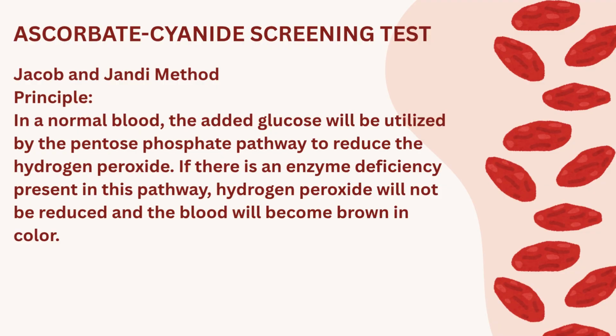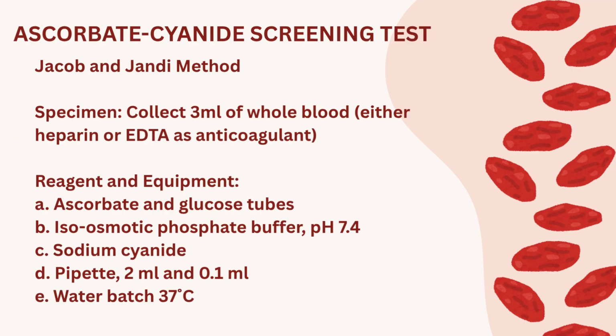So in a normal blood, the added glucose will be utilized by the pentose phosphate pathway to reduce the hydrogen peroxide. If there is an enzyme deficiency present in this pathway, hydrogen peroxide will not be reduced and the blood will become brown in color. So the specimen is 3 ml of whole blood anticoagulated either by heparin or EDTA.